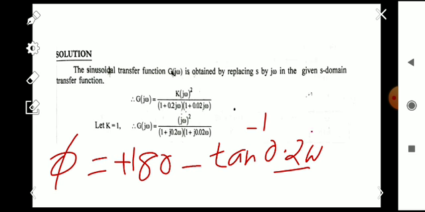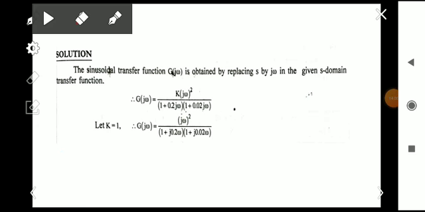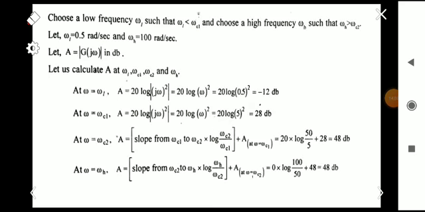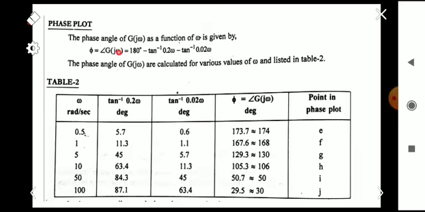And minus tan inverse 0.02 omega. That is the actual equation you can see here: 180 minus tan inverse 0.2 omega minus tan inverse 0.02 omega. We have to choose some random values for omega in between omega L and omega h. Omega L is 0.5 and omega h is 100, so in between these we have to choose some values.